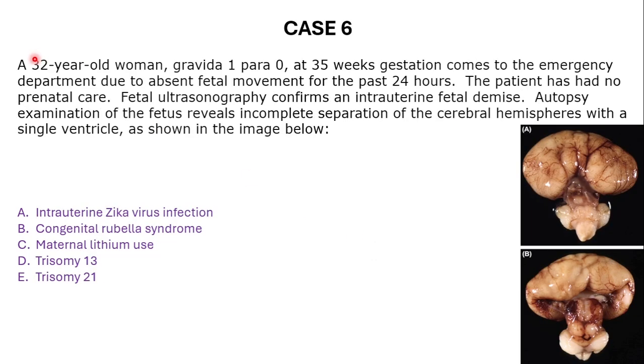The last case, 32-year-old woman, gravida 1 para 0, 35 weeks. Absent fetal movement. Patient has had no prenatal care. Sonography, fetal demise. Incomplete separation of cerebral hemispheres. So this is holoprosencephaly. This question is incomplete, probably. So it's basically asking which one of those can predispose to holoprosencephaly. We talked about two things, fetal alcohol syndrome and trisomy 13 or Patau syndrome. So the answer is D.